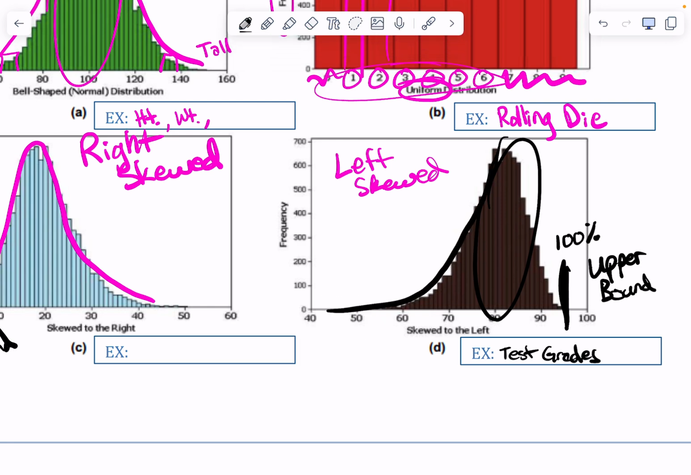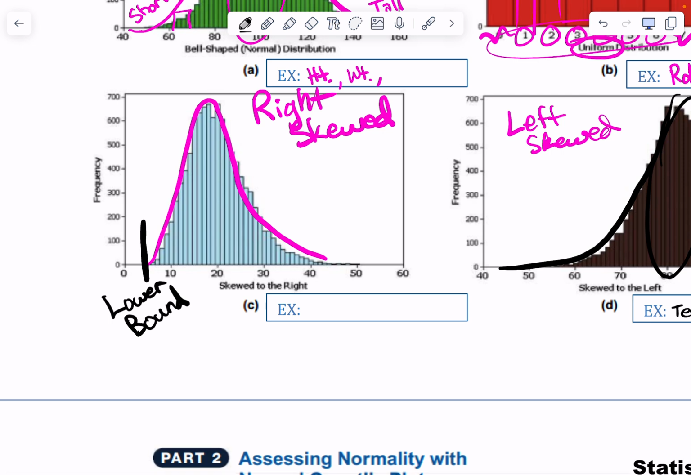Okay. So we're hoping that kind of thing happens, right? With test grades, that might be an upper bound. Okay. What about, and I have to sit and think about this for a little while, what about the lower bound? What about right skewed? What's an example of when that would be?